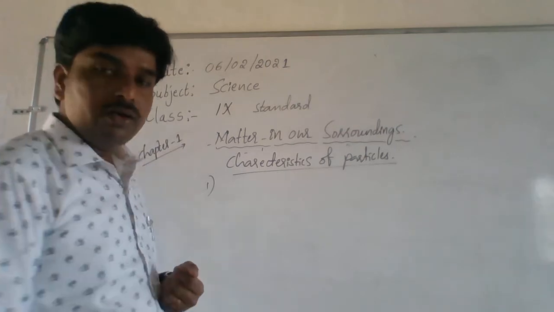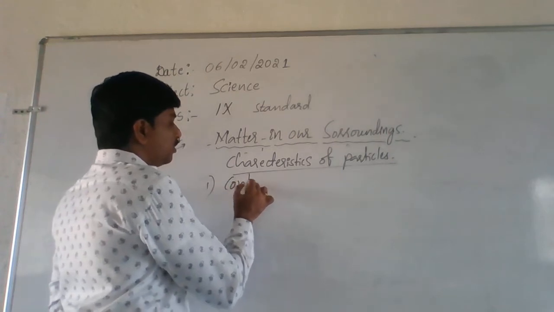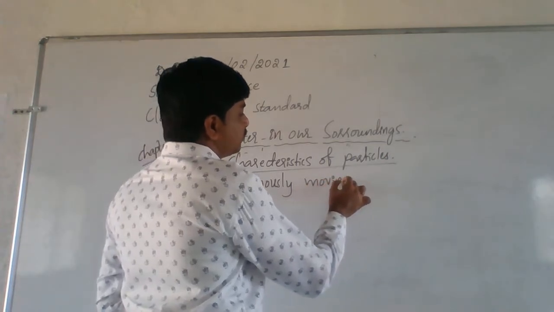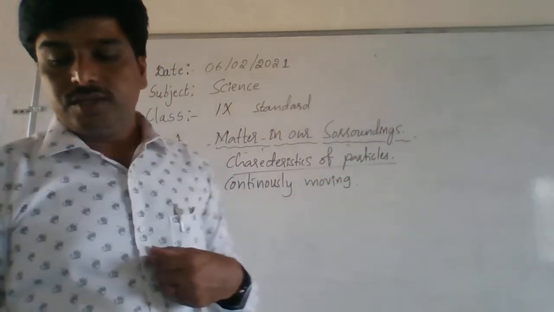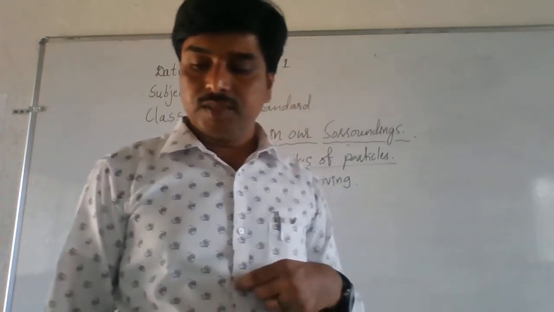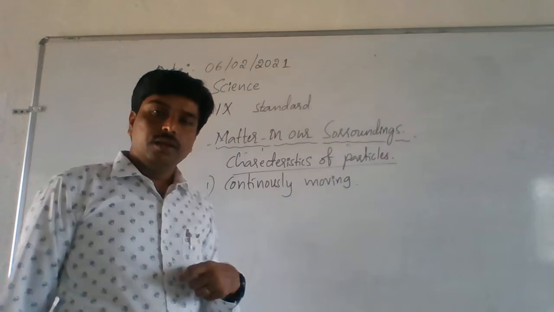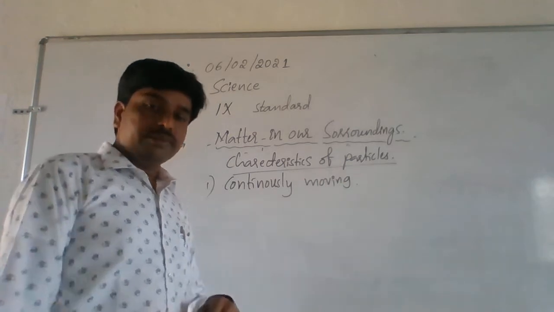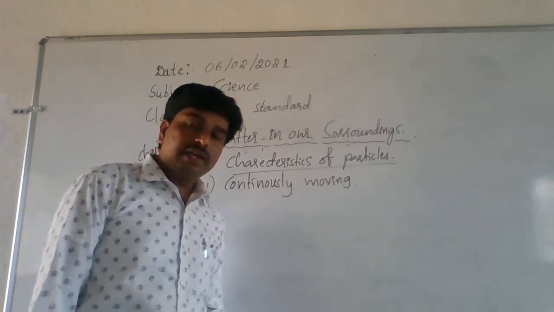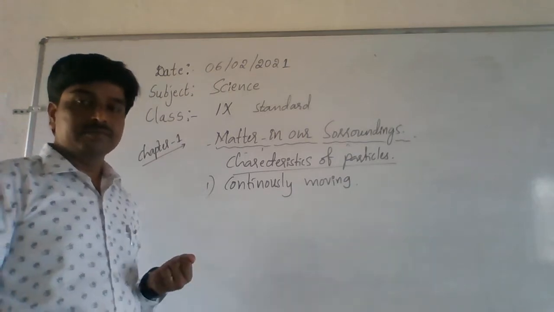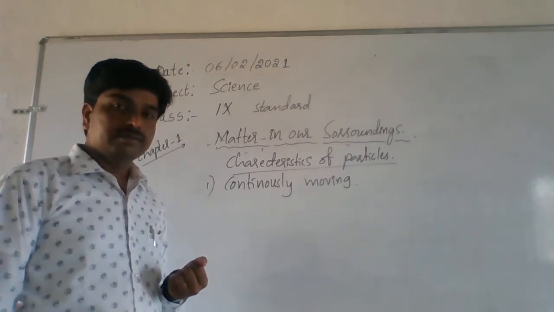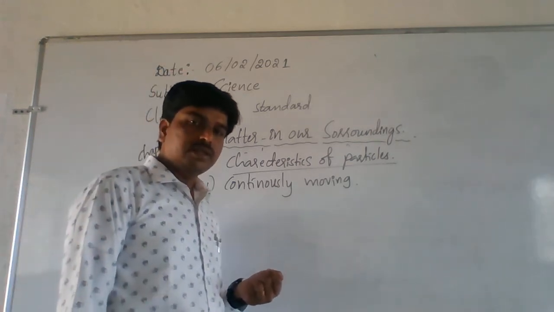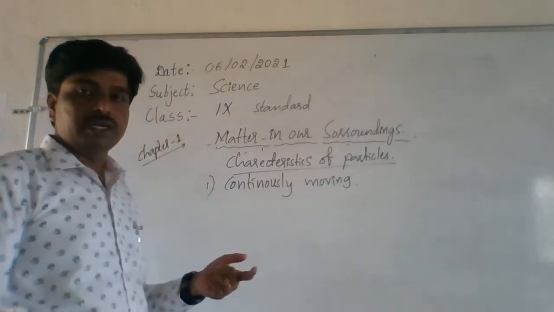The first characteristic: particles of matter are continuously moving. Understand? That means particles of matter have kinetic energy. You know what kinetic energy means? It is a type of energy, especially related to motion.